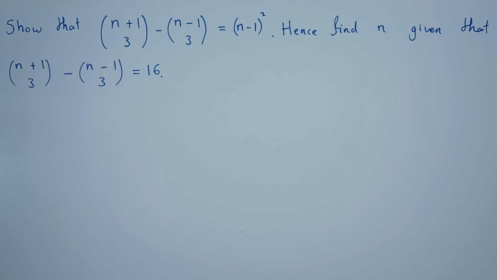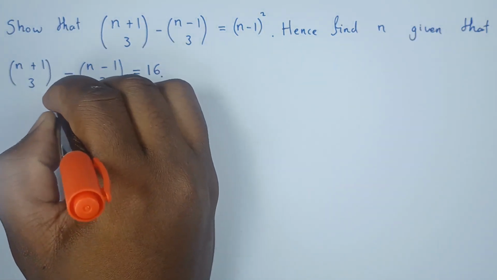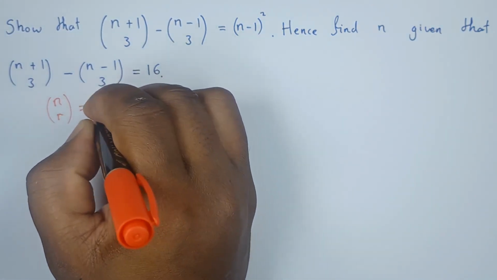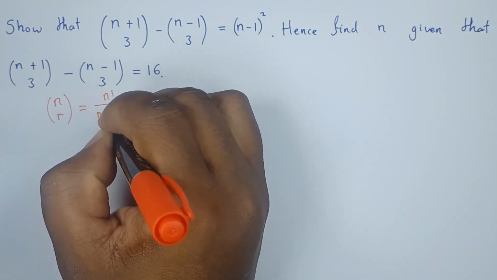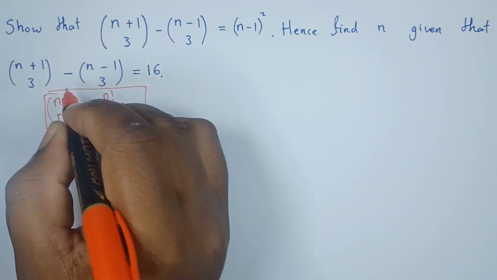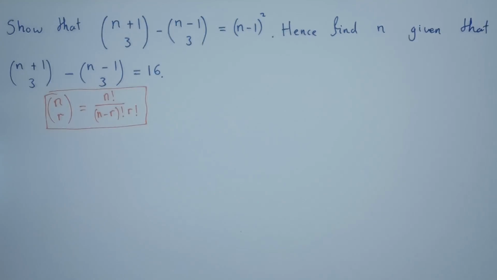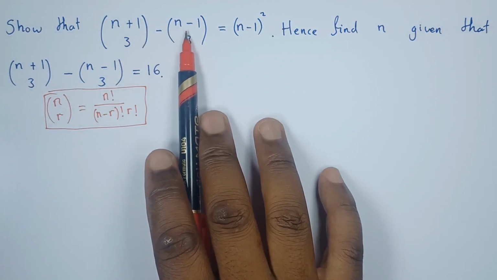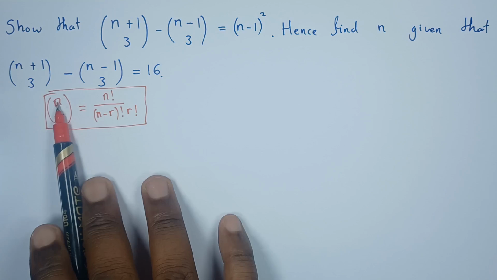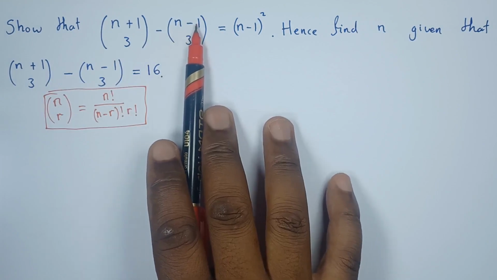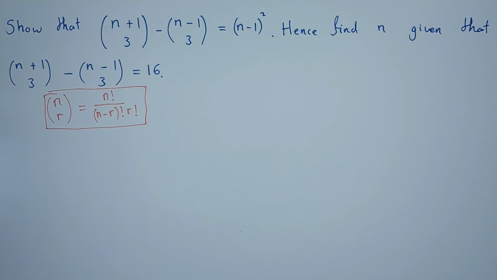So the formula is, if you have n combining with r, this should be equal to n factorial divided by (n minus r) factorial, r factorial. This is the formula we'll be using. We're using it mainly for two parts. For this part, our n is n plus 1 and our r is 3. For this part, same thing, our n is n minus 1 and our r is 3. So let's do the substitution.